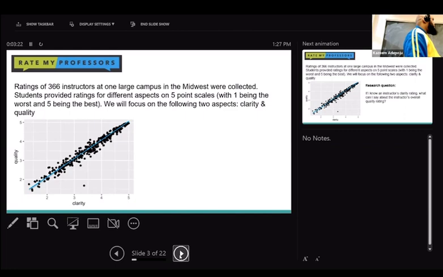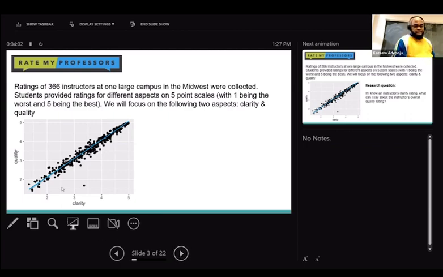I'm going to start with this data set. There's a website called Rate My Professor, where students rate their professors across some variables like quality, clarity, and so on. There's a lot of variables. And they rate their professor on a scale of 1 to 5, 1 being worst and 5 being the best. But you know what we want to do here? We only want to focus on 2 variables, quality and clarity.